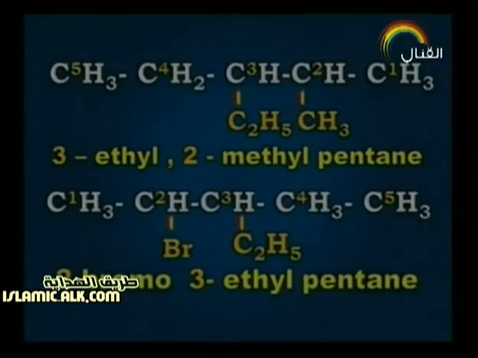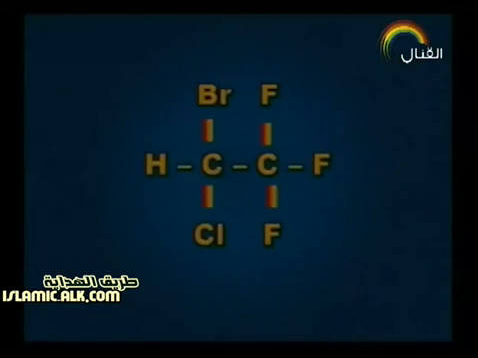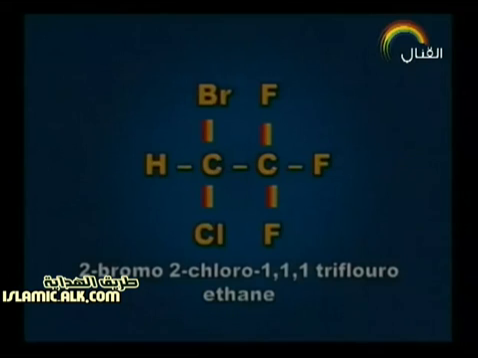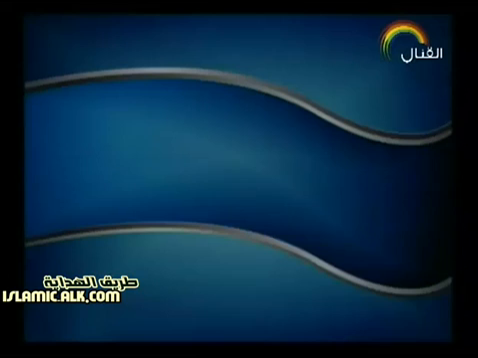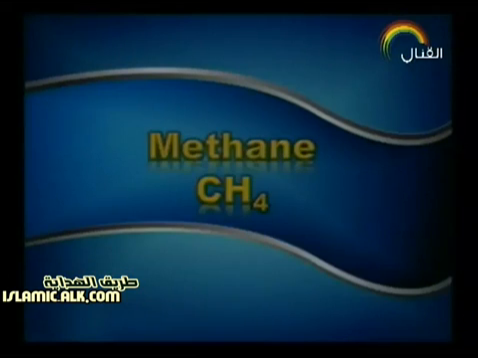2-bromo-3-ethylpentane. Remember, my dear student, you have to look for the longest chain first and number it beginning from the end nearest to the branch. If the branches contain an alkyl group and a foreign atom, we have to start with the end that is near the foreign atom, not the alkyl. Here, in this example, it will be 2-bromo-2-chloro-1,1,1-trifluoroethane.